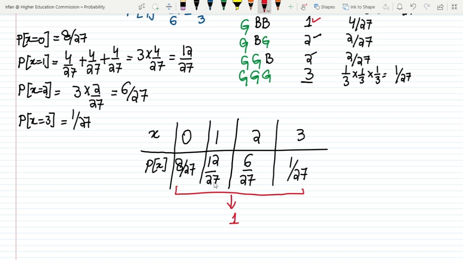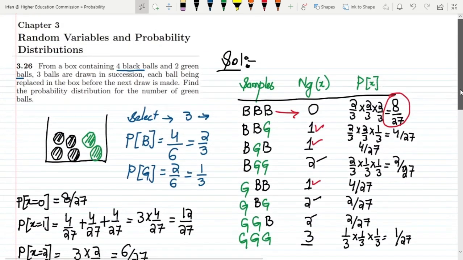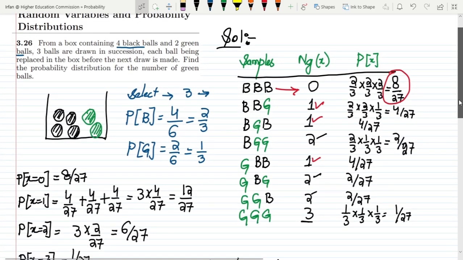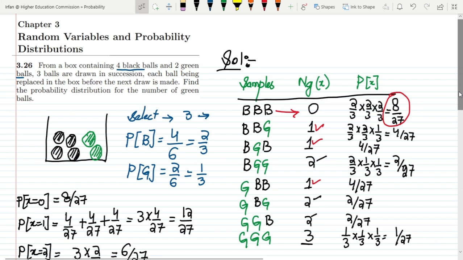So that's it for today, in which we have seen the probability distribution for question 3.26, in which we have found the probability distribution for the number of item selections with replacement.